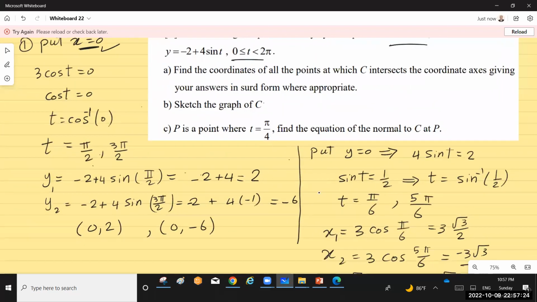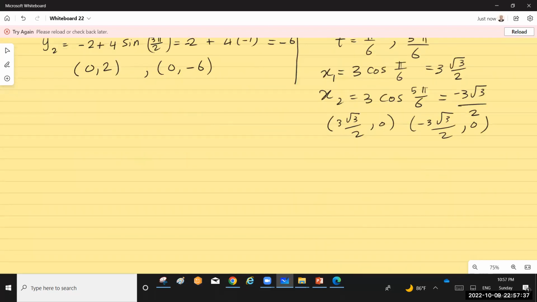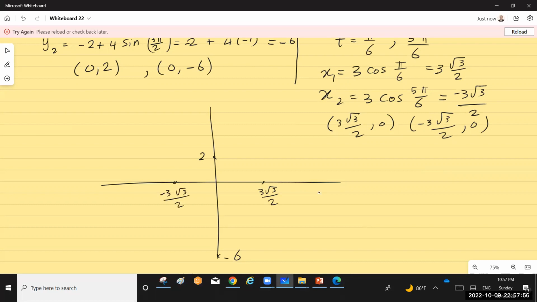This one asked to find the coordinates of the x-intercept and y-intercept. Part B: sketch the graph of C. After knowing these points, simply draw the x-axis and y-axis. 0 and 2 is here, 0 and -6 down here, and I have symmetric points with respect to the y-axis, 3 radical 3 over 2 and -3 radical 3 over 2. So you just draw an oval shape, like an egg, and then name the points.